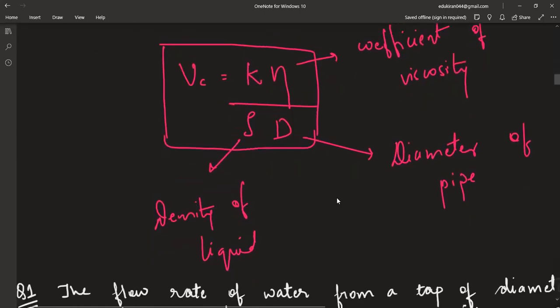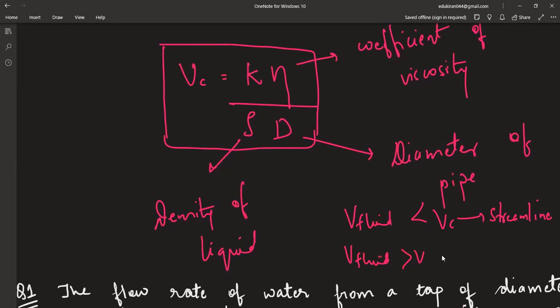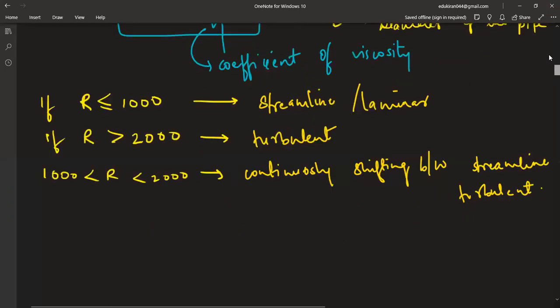Now see in this, if the velocity of the fluid is less than the critical velocity, it means this is streamline. Velocity of fluid, if it is greater than critical velocity, this is turbulent. Okay. We will see questions, but first you write down this from here.